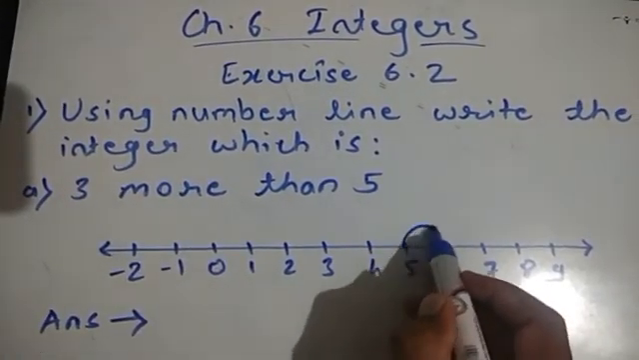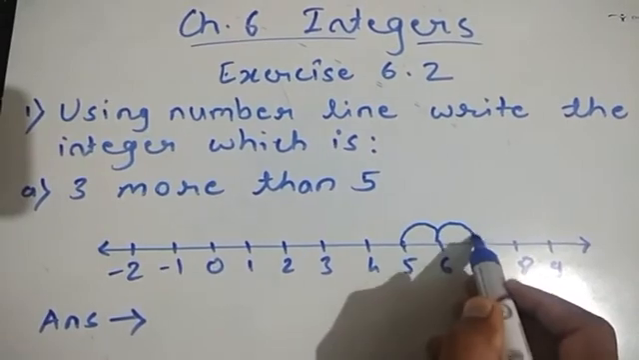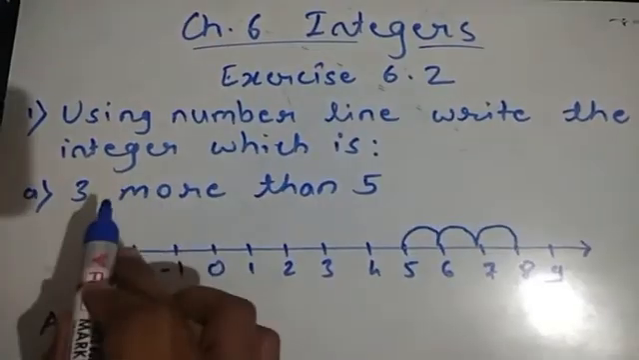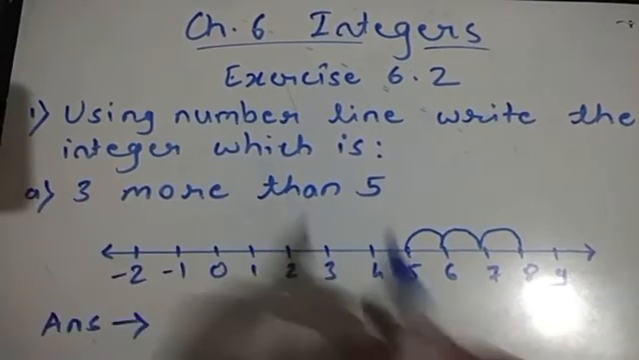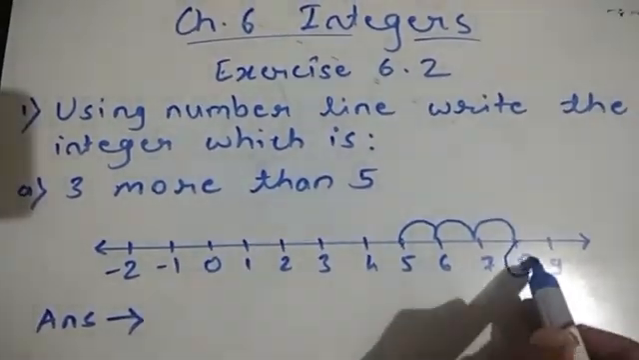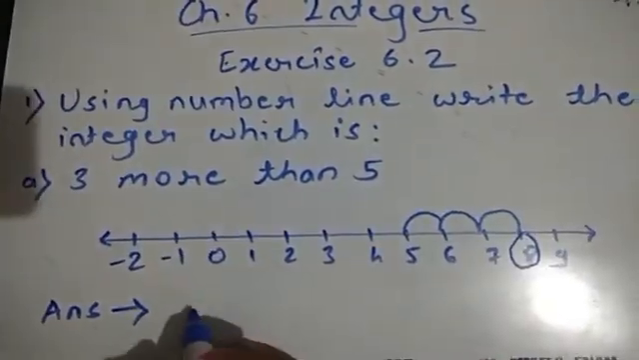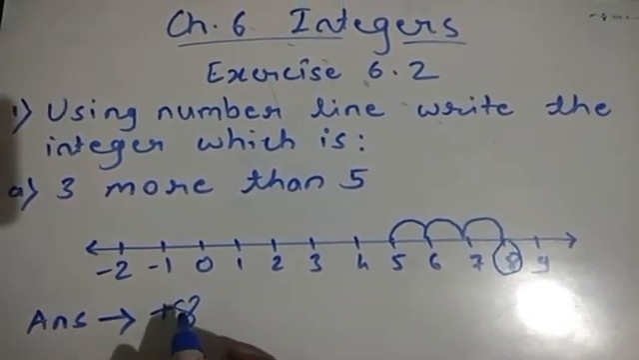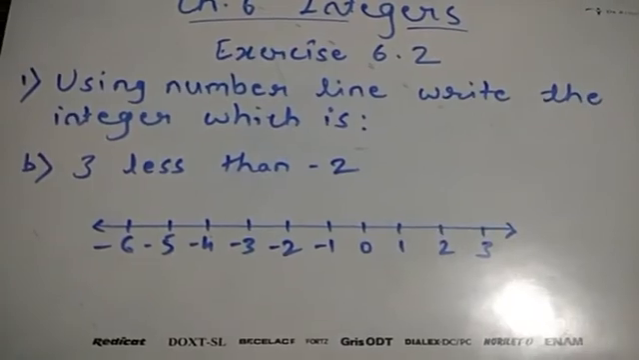So 1, 2, 3. We made 3 jumps towards the right-hand side as we need to add here 3 in 5. So we reach at 8. Therefore the answer is 8, that is plus 8. Let's see one more example.